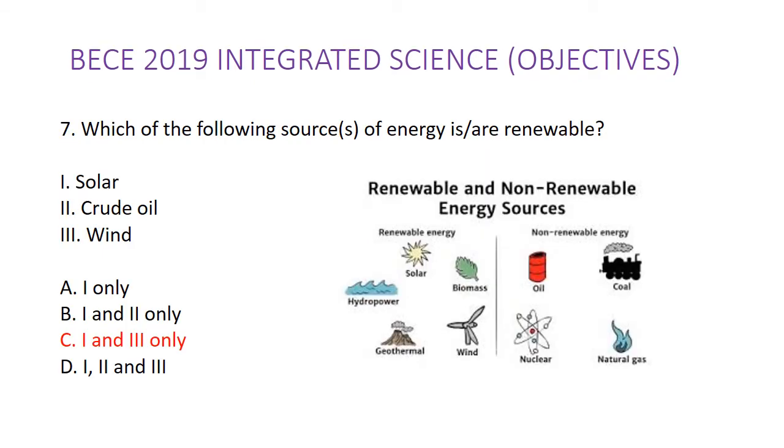Question 7: which of the following sources of energy is or are renewable? So basically, renewable sources of energy don't get finished, just like the word itself. They are renewed, so they don't get finished. They are always new, as it were. So you have solar, that's from the sun, crude oil, petrol, kerosene, and the rest. And then you have wind. So it's obvious. Solar, the sun will not finish. Then the wind, how can the wind finish? So I and III. Crude oil, petrol, that's oil, coal, they can get exhausted.